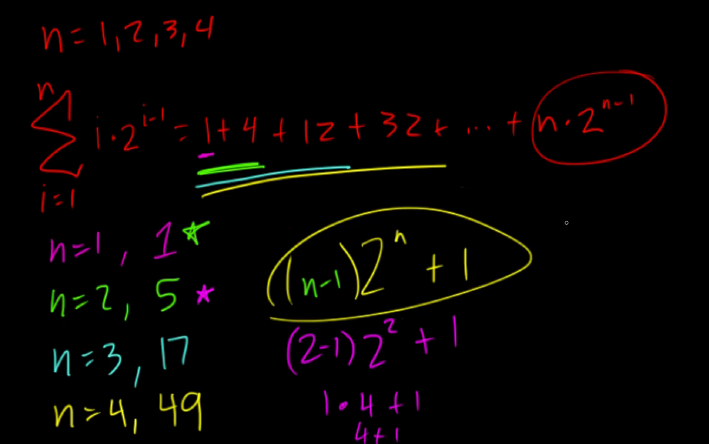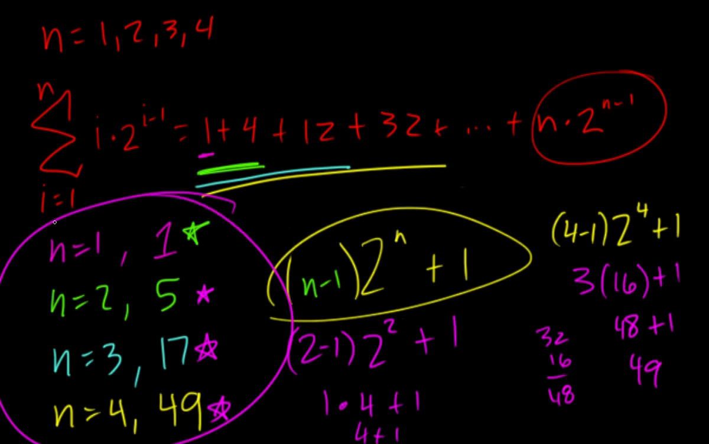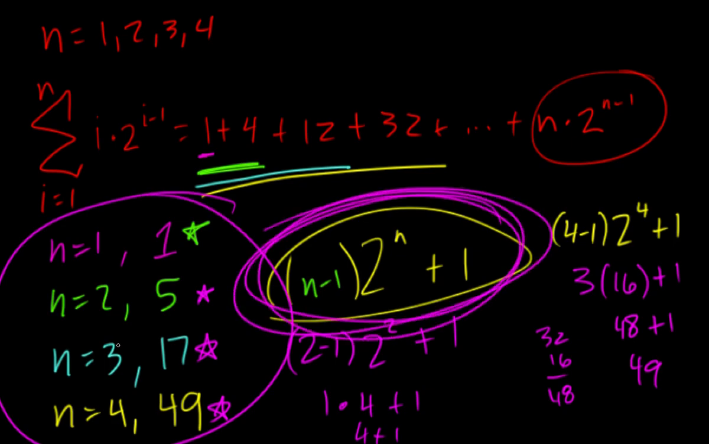So we're going to skip to 4. 4 minus 1 times 2 to the 4, plus 1. 4 minus 1 is 3. 2 to the 4 is 16, plus 1. 32 plus 16. Okay, 48 plus 1 is 49. So this works. So since all 4 of them work, this conjecture is true, at least for those first 4.